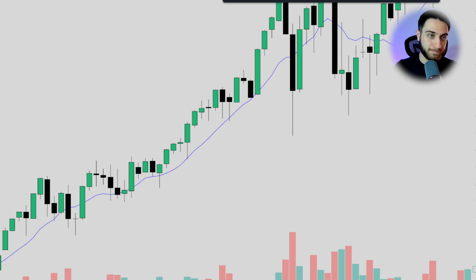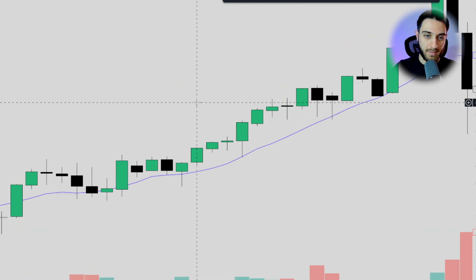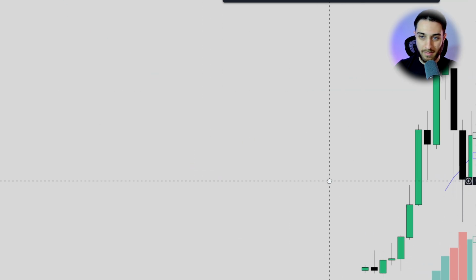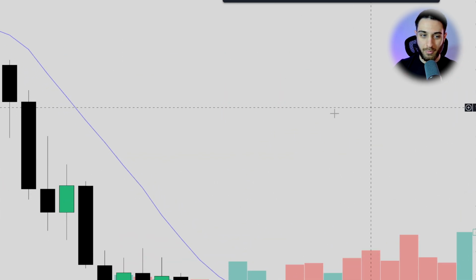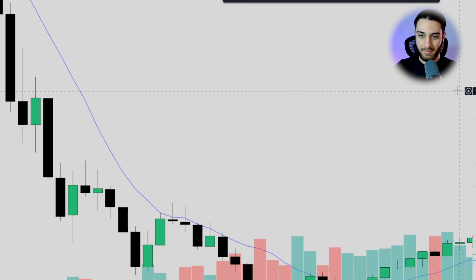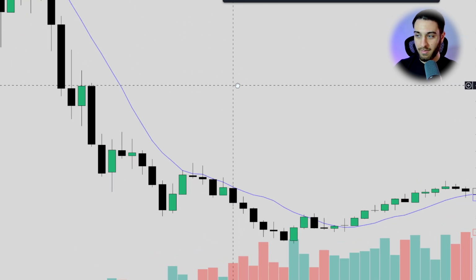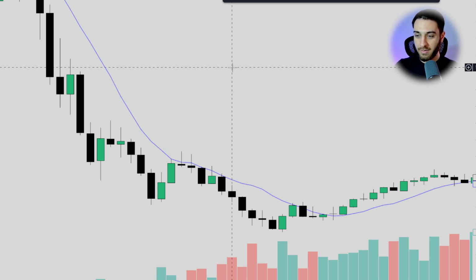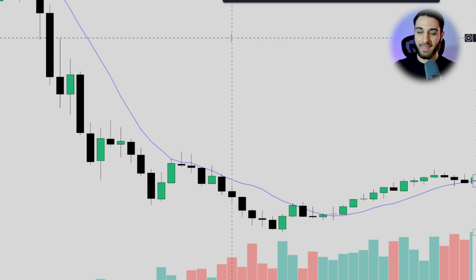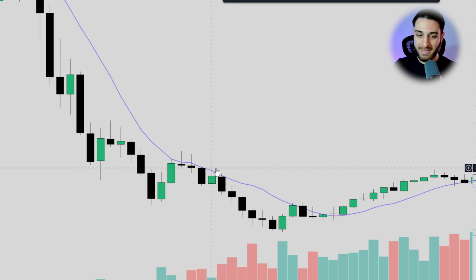So let's zoom in. Oh shoot. Okay. So what time frame is this now? What time frame is this? I want you guys to guess. 1, 2, 3, 4, 5. This is the monthly time frame. Each candle represents a month.